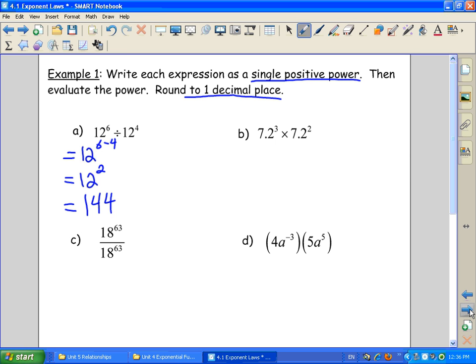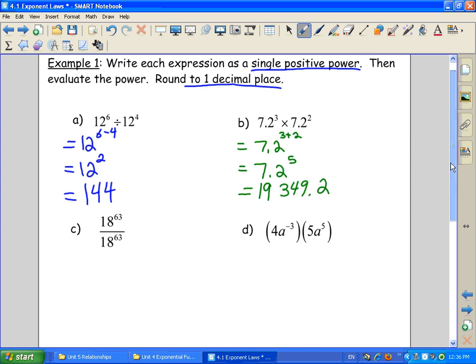Okay. Second example, notice our base is a decimal, so 7.2. And it's asking us to multiply, so you're going to raise it to the 3 plus 2. So our simplified answer is going to be 7.2 all raised to the power of 5. Using your calculator, ladies and gentlemen, we're going to round it to 1 decimal place, so you're going to get 19,349, I believe, decimal 2 when you round it properly.